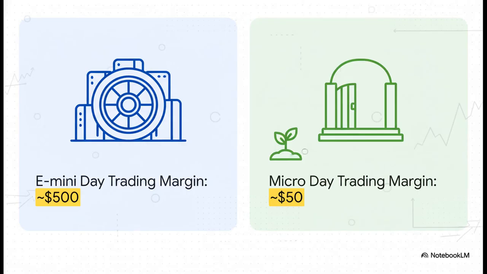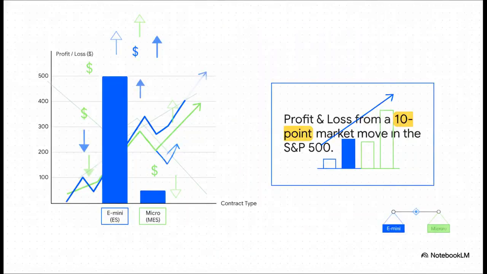The first and most immediate impact you'll feel is on the margin. That's the amount of capital you need to have in your account just to open a position. For an E-mini, the day trading margin might be somewhere around $500, but for a micro contract, it could be as low as $50. You can see how that dramatically lowers the barrier to entry and gives traders with smaller accounts much more flexibility.